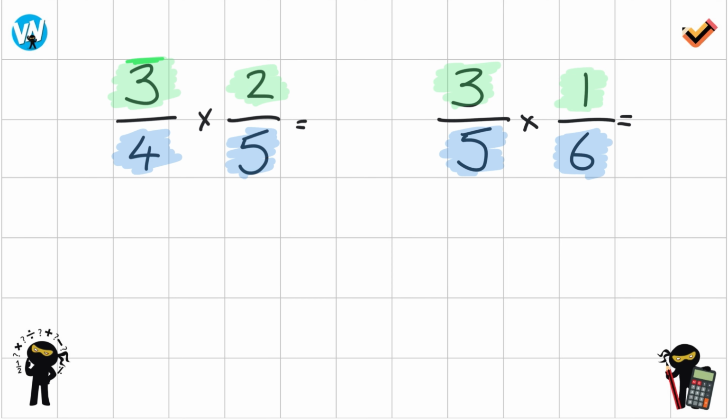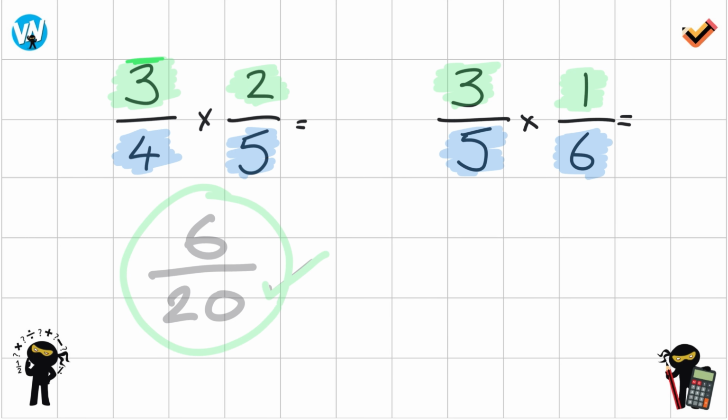All right. So in this question, 3/4 times 2/5, we're just going to multiply these together to get a new numerator, and we're going to multiply these together to get a new denominator. Really simple. So 3 times 2 is 6. And then we'll just stay like this. 4 times 5 is 20. That is the answer. Very simple. Job done. That's how easy these questions are.